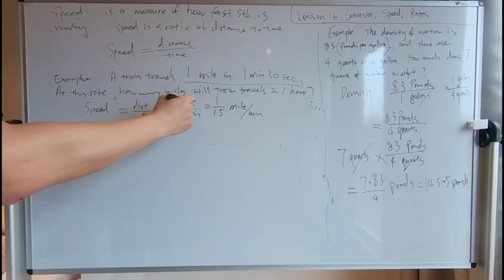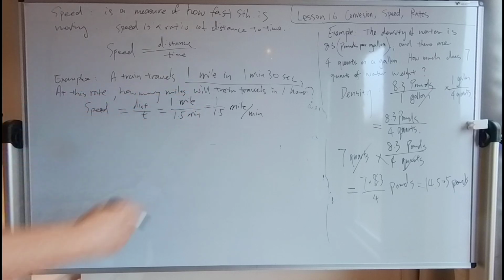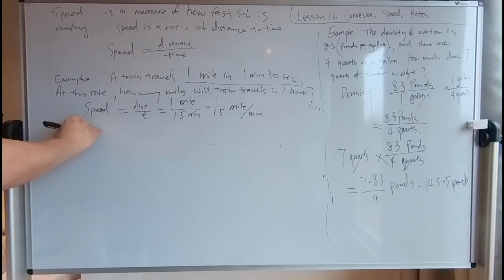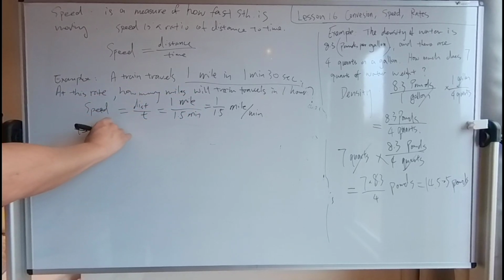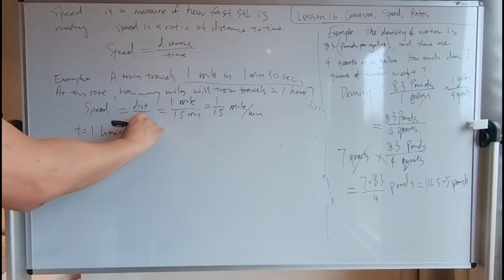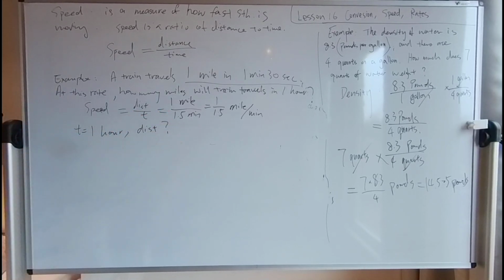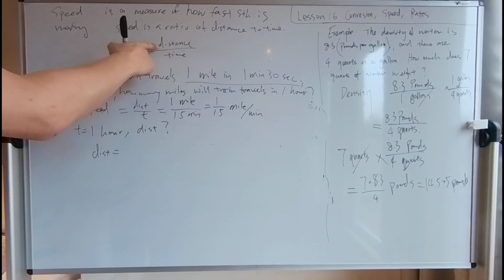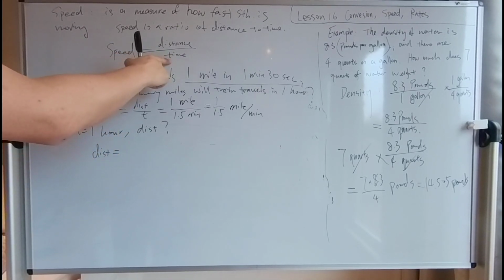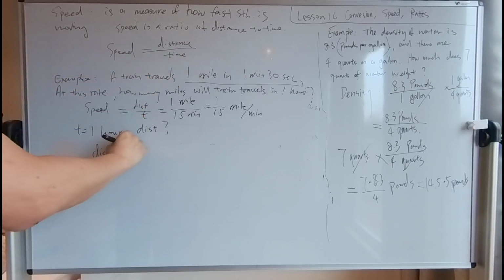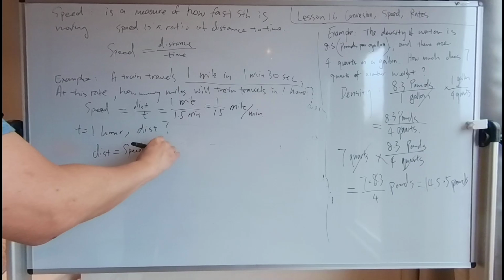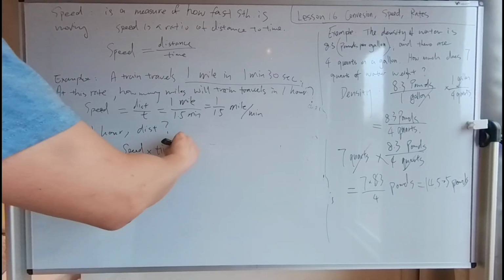Now, the second sentence, the question, asks: if we know the time is 1 hour, what is the distance? Okay, so then the distance is now speed multiplied by time, right? Speed multiplied by time.